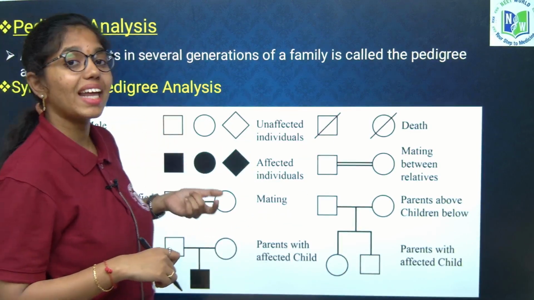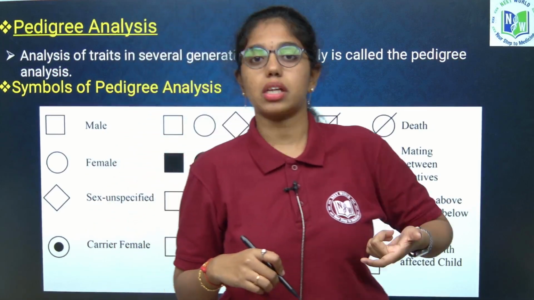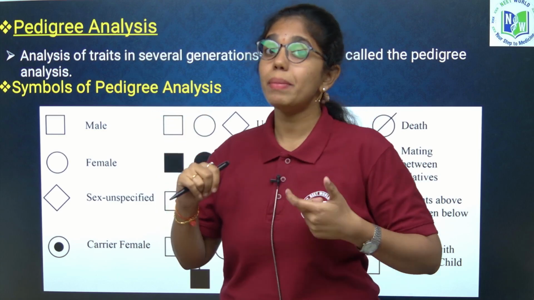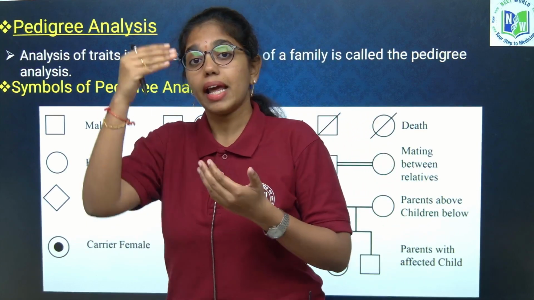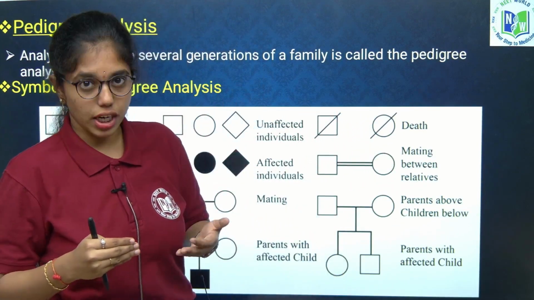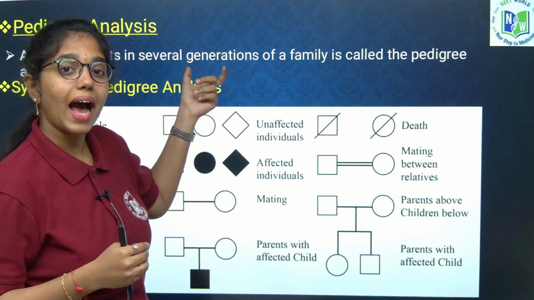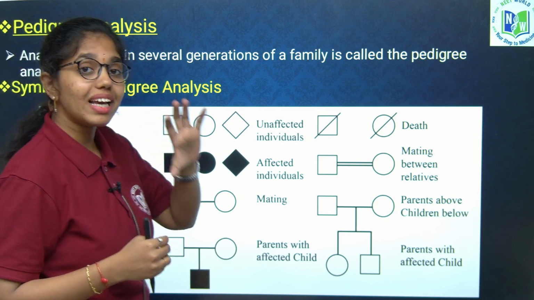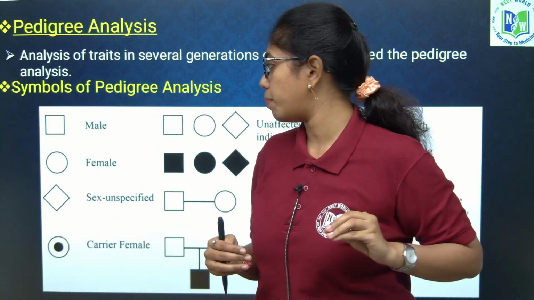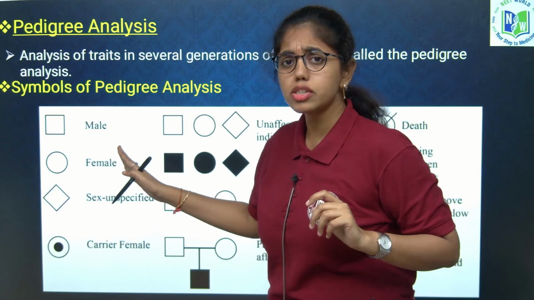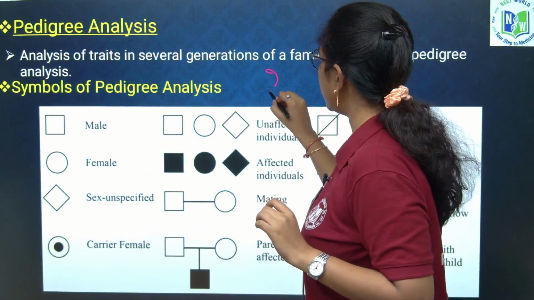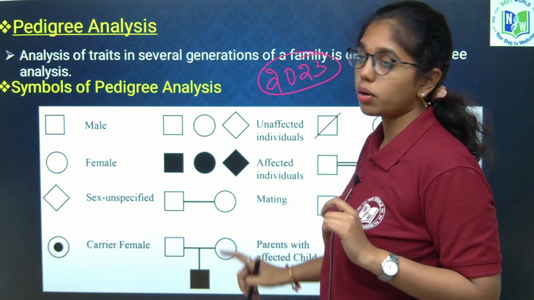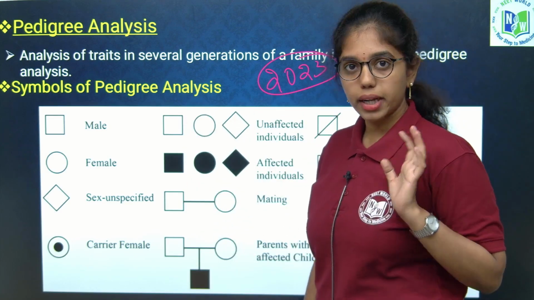This is more highlighted after Mendelian rediscoveries. After Mendelian principles were rediscovered, then to analyze all the Mendelian disorders more clearly, like how they are transferring across the generations, pedigree analysis got highlighted. So yes, before getting to know about pedigree analysis, you should clearly know about the symbols that we use in pedigree analysis. Just from the symbols of pedigree analysis, you got a question in the year 2023 NEET.